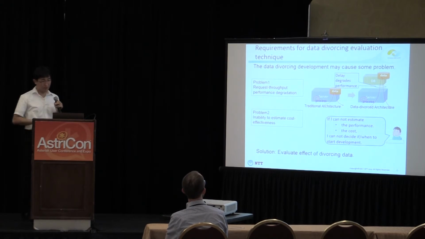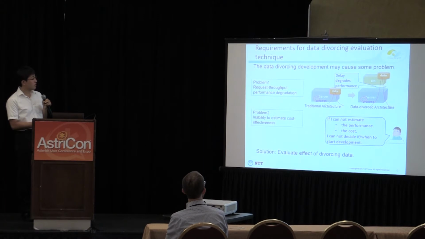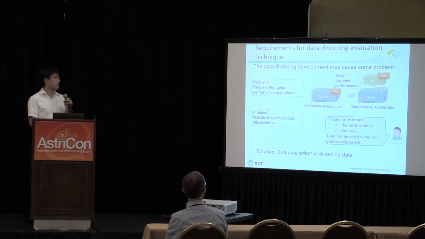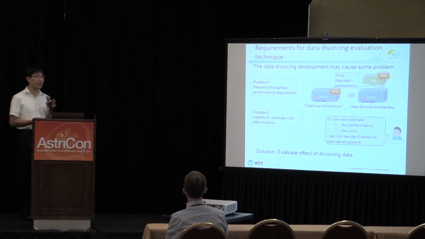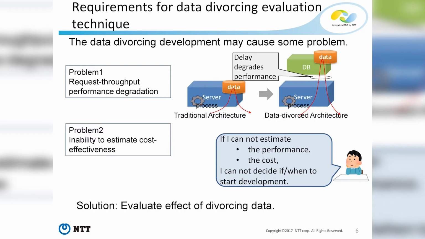On the next slide, I explain the problems. One of the problems is request throughput performance degradation. Servers have to access an external database in this architecture. Accessing the external database causes time delay, and the time delay causes performance degradation. So problem one happens. And the other problem is the inability to estimate cost effectiveness. Developers don't know the degree of the performance degradation, so they can't estimate cost effectiveness, and they can't decide to start the development. So I think developers have to evaluate the effect of debossing data.